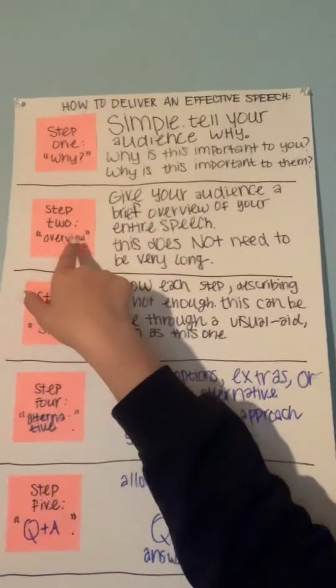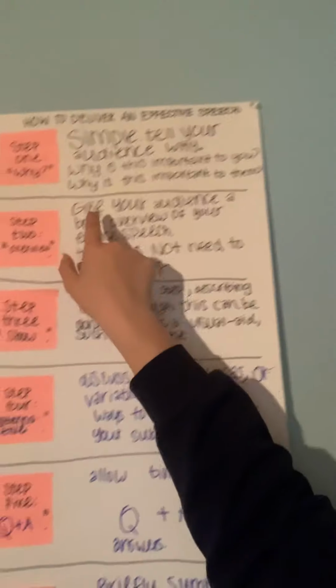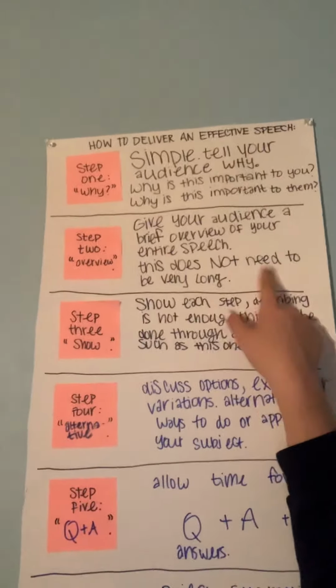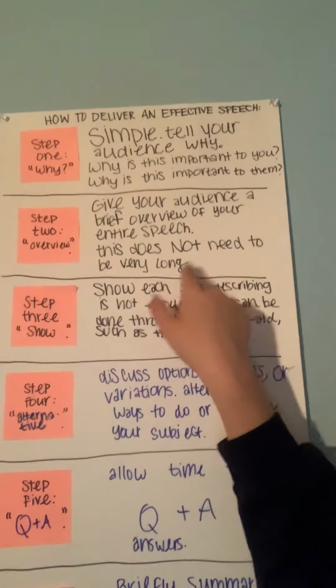On my visual, I have step 2 here, and I've labeled it overview. Give your audience a brief overview of your entire speech. This step is not to be very long.